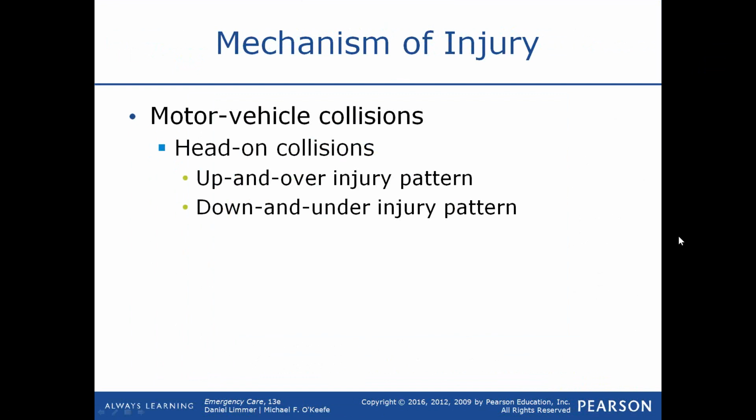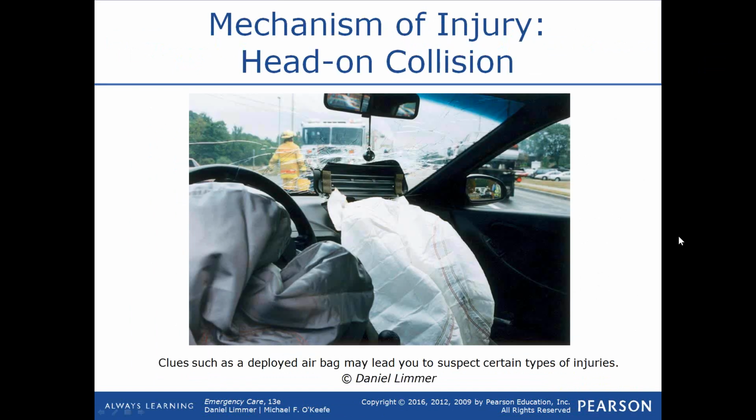Down and under, the patient slides down and under the steering wheel. Their knees impact the dash, shatter the inside of the dash, but also break their knees, fracture their femurs, dislocate their hips, and then their chest and abdomen slams into the steering wheel as well, causing chest and abdominal injuries.